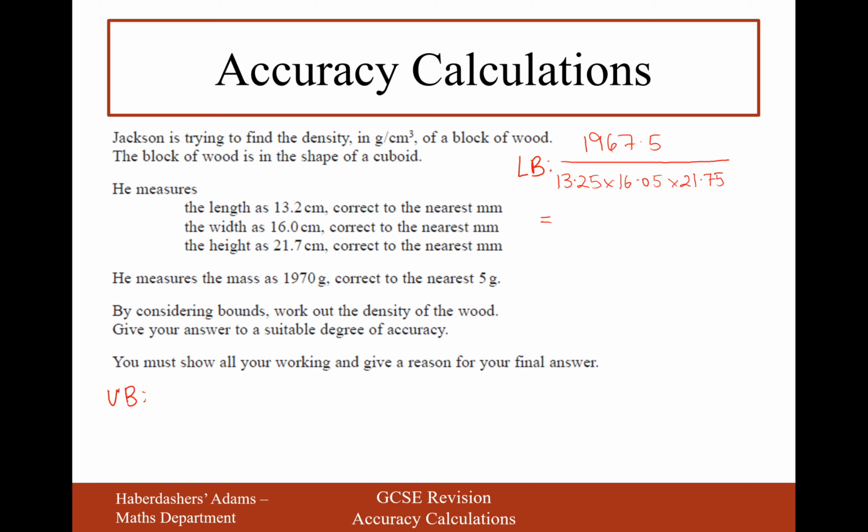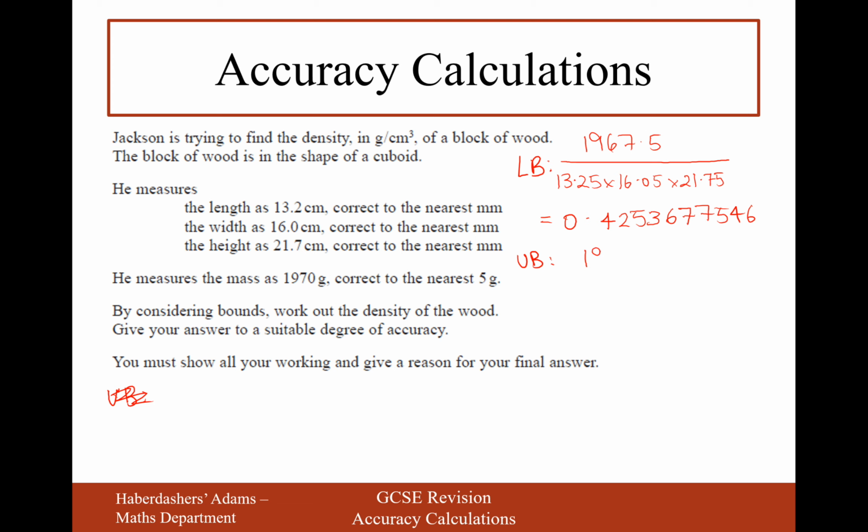And grab your calculator and work this out, and make sure you write down a lot of the decimal places afterwards. So 1967.5 divided by 13.25 times 16.05 times 21.75, and that equals 0.4253677546.